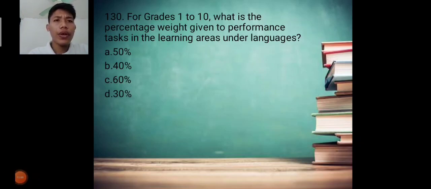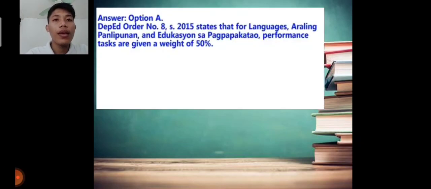$130. For grades 1 to 10, what is the percentage weight given to performance tasks in the learning areas under languages? A, 50%, B, 40%, C, 60%, D, 30%. So, the correct answer is 50%. Why? DepEd Order number 8, section 215 states that for languages, Araling Panlipunan, Edukasyon sa Pagpapakatao or AP or ESP, performance tasks are given a weight of 50%. That's why the correct answer is 50%.